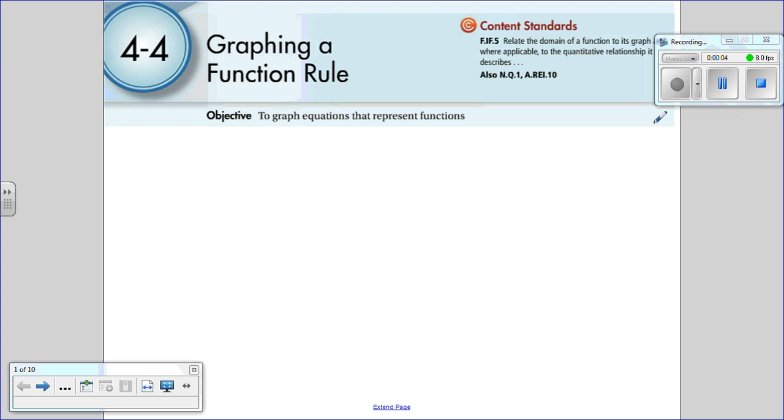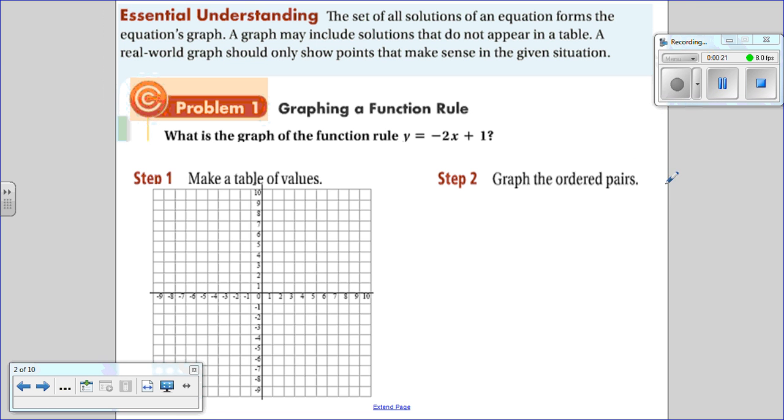So section 4 in chapter 4 is graphing a function rule. You'll be happy to know that there is a little bit of new stuff in this section, but it's not anything very drastic. Our main goal is just to make sure that you can graph equations that represent functions. When you do that, sometimes we overcomplicate things.